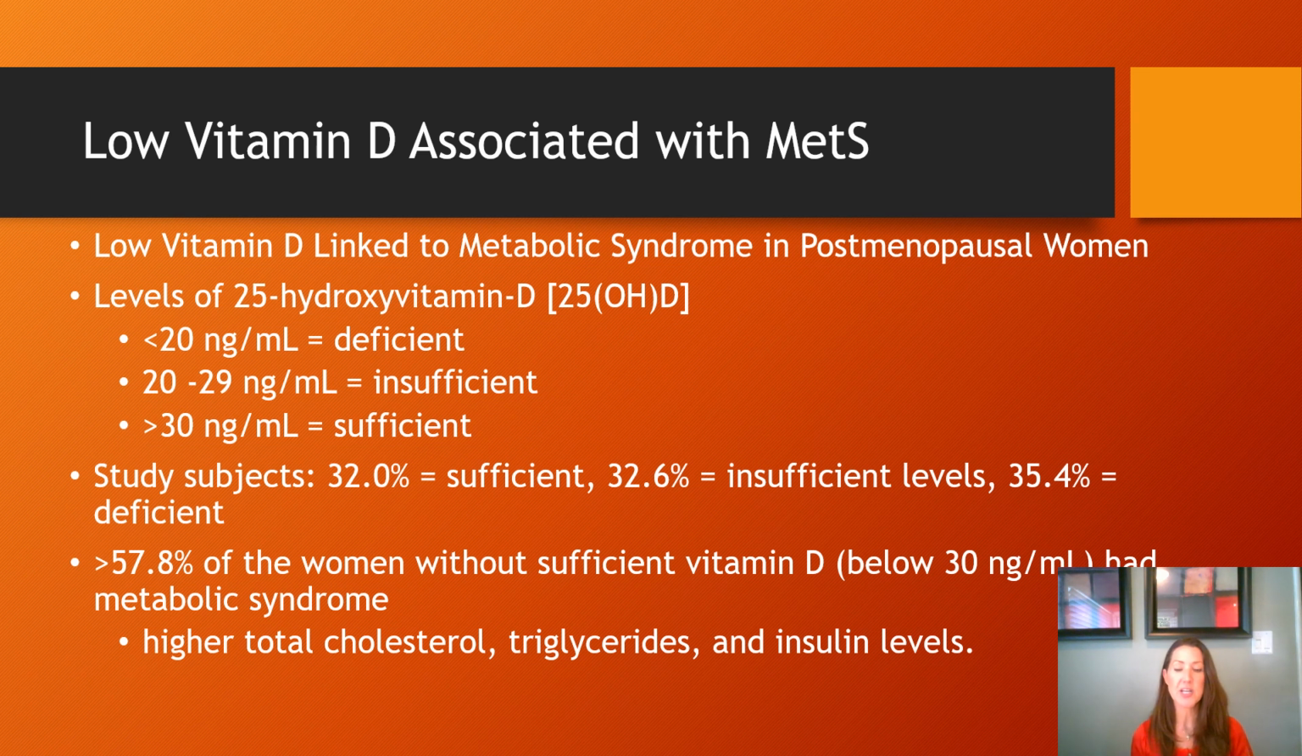So a larger percentage were actually deficient in vitamin D, and then about 32% fell within the normal range, so 30 or above. But of those women that were low, both the insufficient and the deficient, close to 60% of them had metabolic syndrome. So there was an association between metabolic syndrome and low or insufficient levels of vitamin D. So again, something that we really need to start measuring.